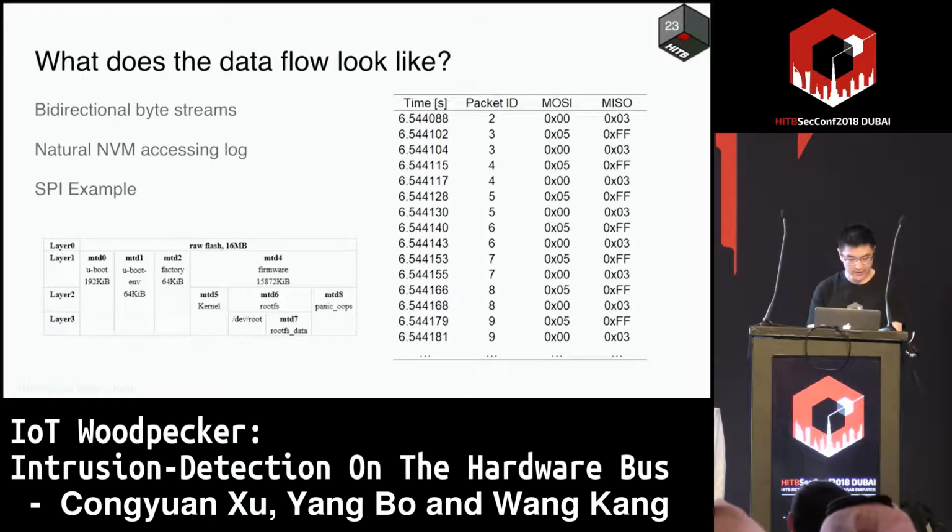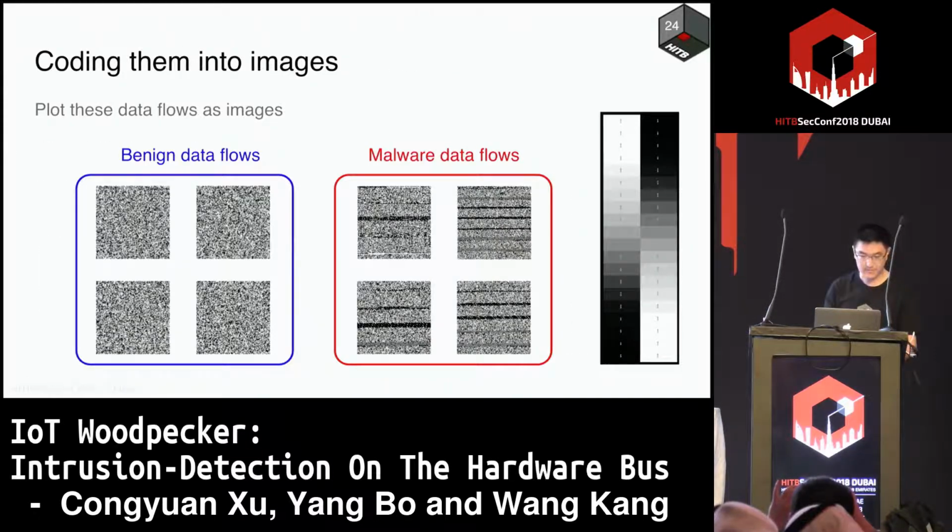Of course, we can use SPI protocol parsers to analyze the meaning of these byte streams, but this is a more manual and not intelligent enough method. Our purpose is not to understand the access content of the file system, but to distinguish whether the behavior of the accessing operation is abnormal. So how can we do that? We code them into images.